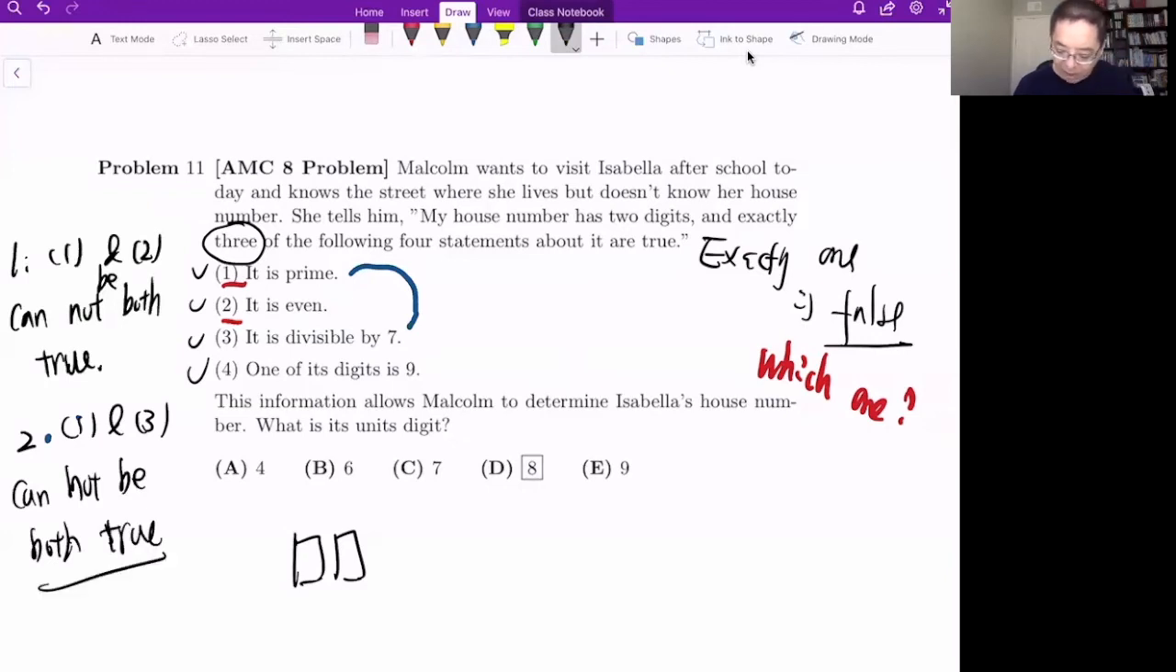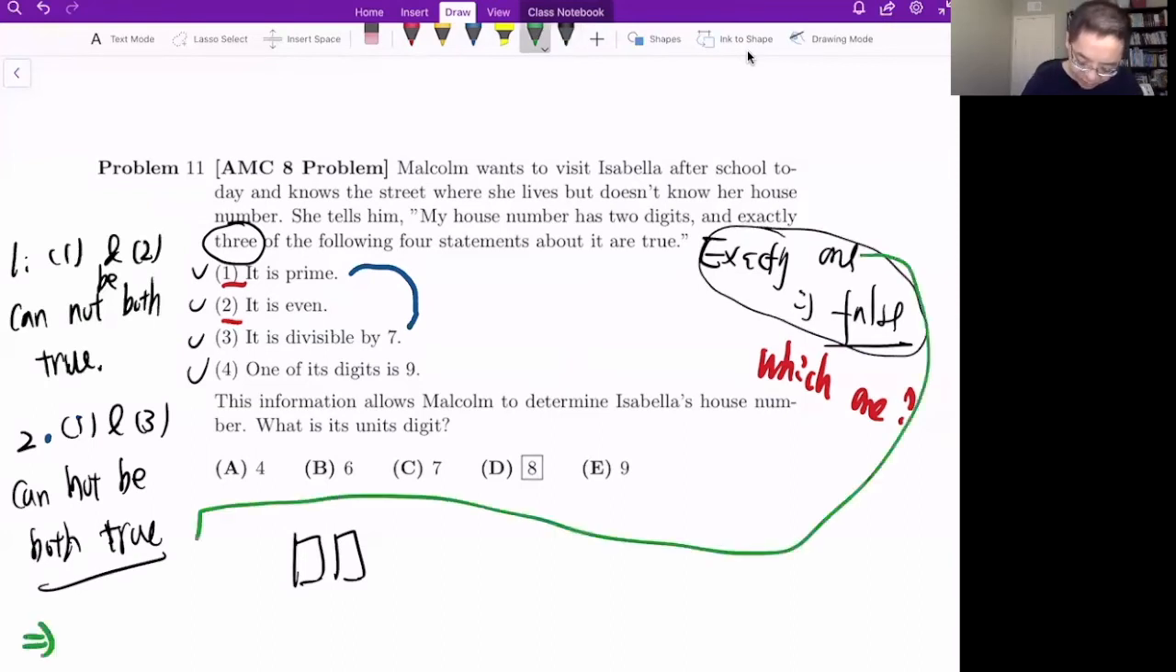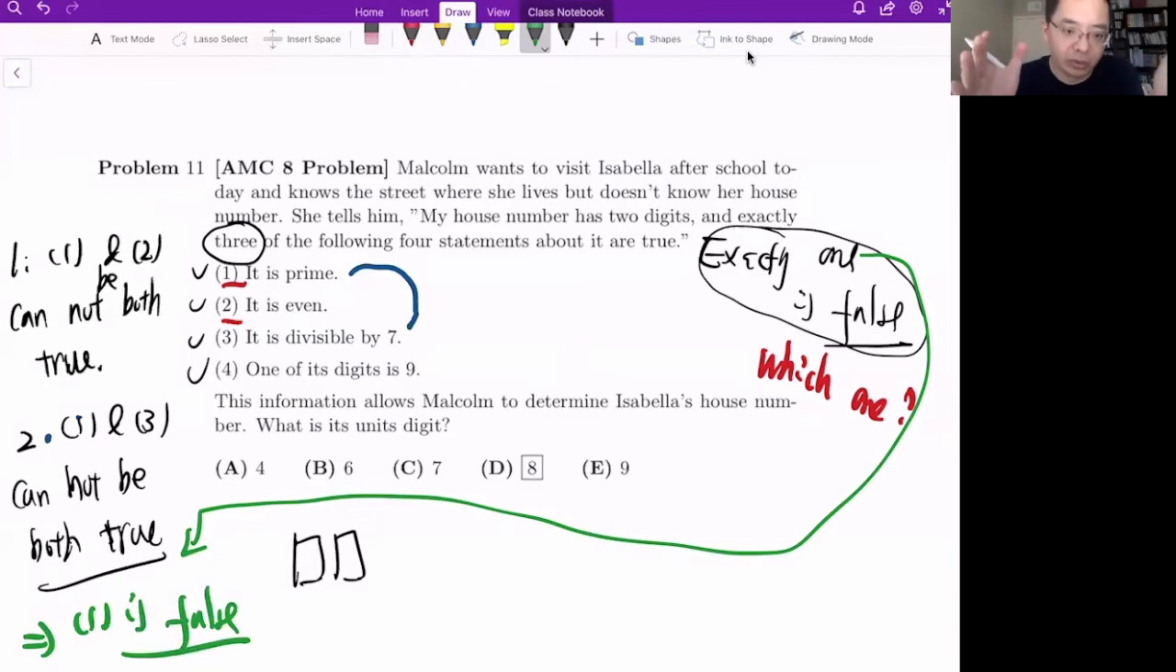And then we combine, because there's exactly one false, we conclude statement 1 is false. Because if 1 is true, then both 2 and 3 are false, and this is not what we want. What we want is exactly one false statement. So statement 1 is false, so we can get rid of this.